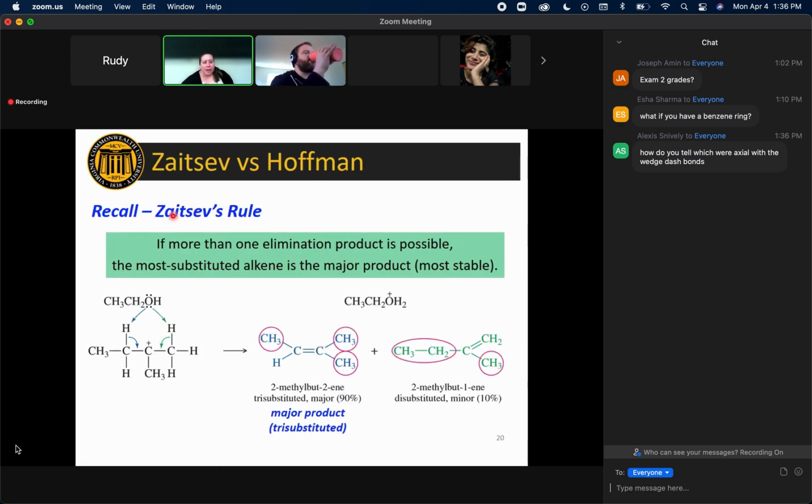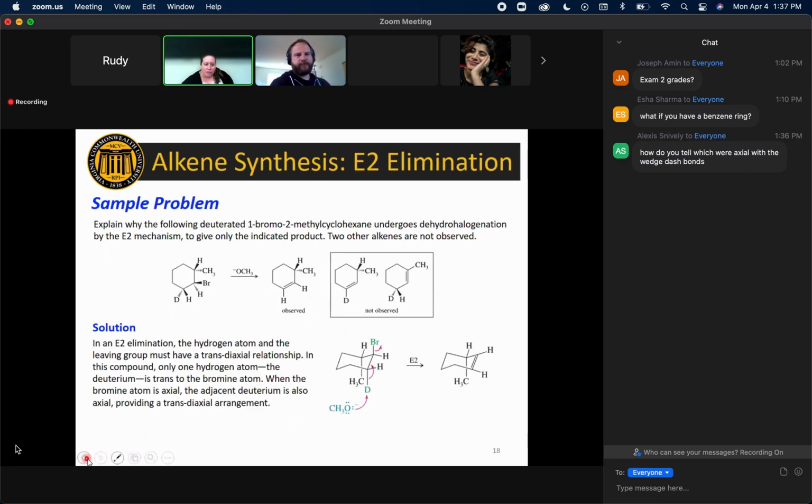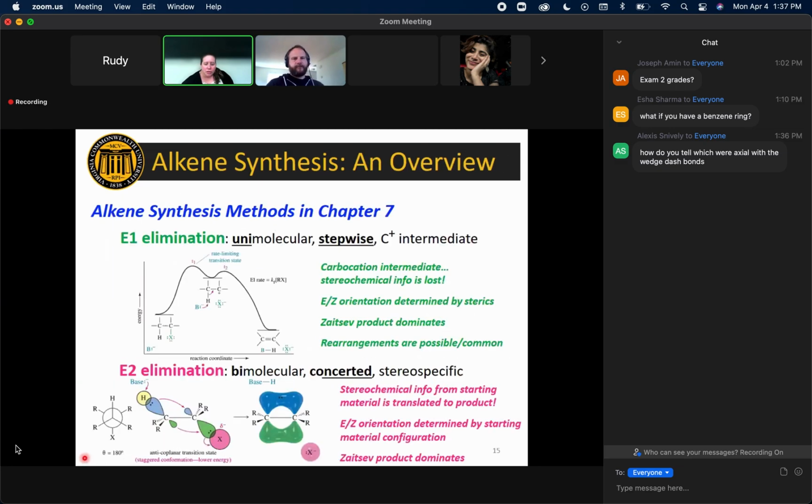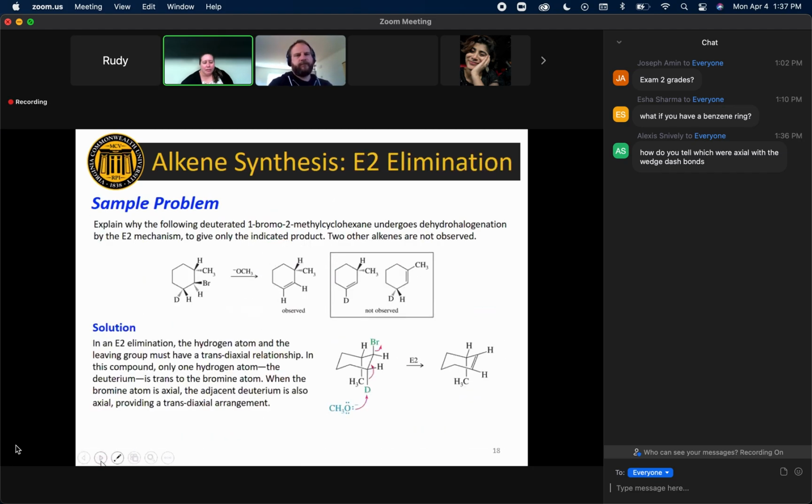But first, I want to remind everybody that we just saw, actually, I'm going to go back and remind everybody. On this kind of summary slide, notice that both for E1 and for E2, the Zaitsev product dominates. And I reminded you from last week that that means that when there's two different options for where a base can deprotonate, it'll deprotonate from the more substituted side so that you get the more substituted alkene, which is more stable.